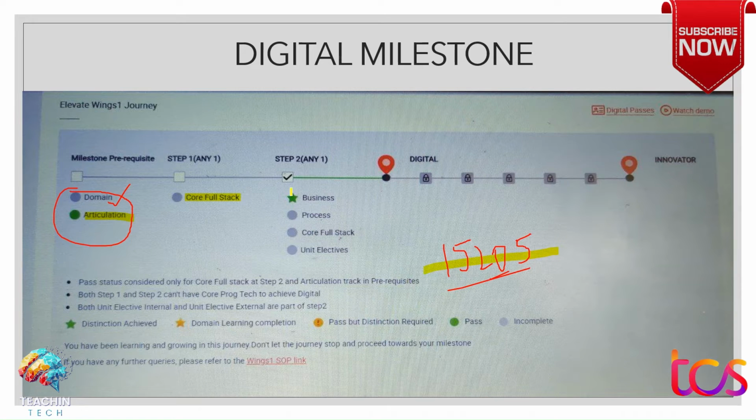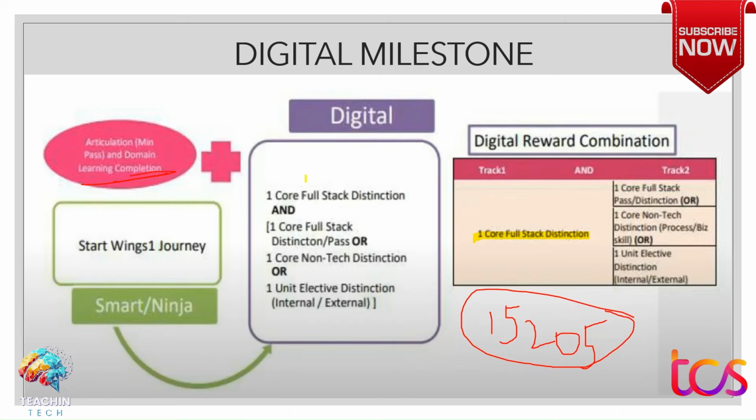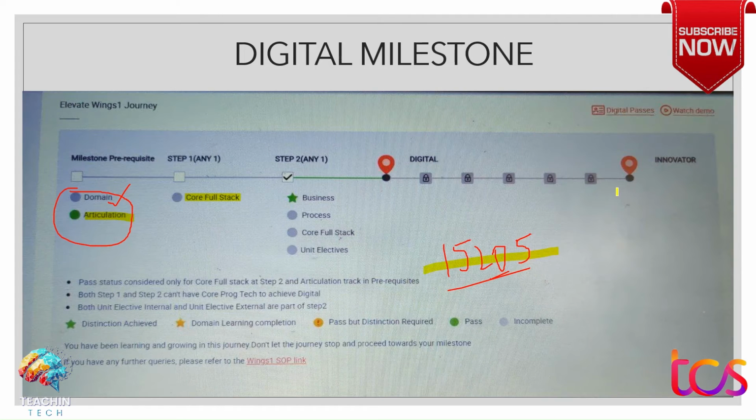So when it comes to step 2 here, there are a few things. They can complete one of these. For core full stack they can get either pass or distinction, because this is step 2, right? In step 1 they should definitely get a distinction, or else it will not show as finished. But here a pass is enough.